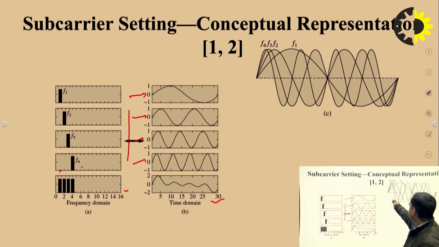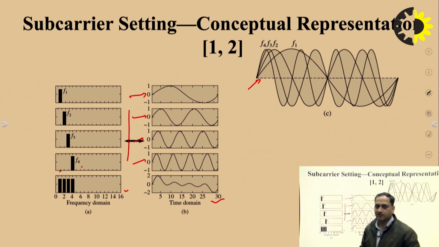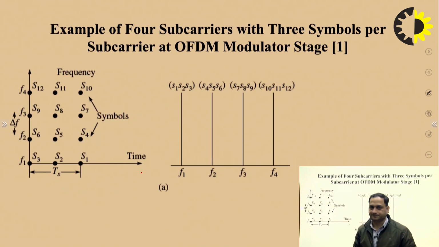So this is again F1 to F4. These are the different frequencies of transmission of the signals. So this is a simple representation of the concept of subcarriers, right? F1 to F4 are the subcarriers of the given band of frequencies.